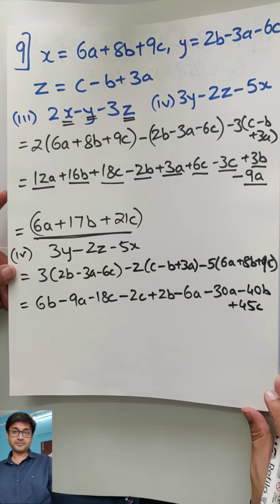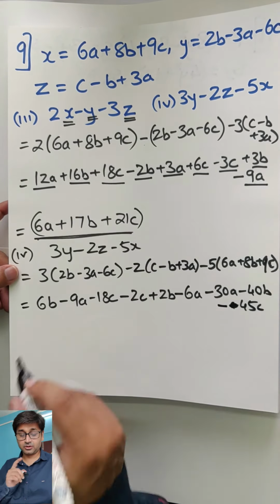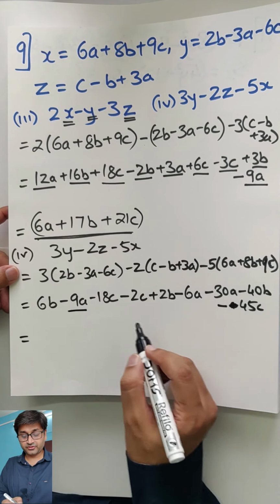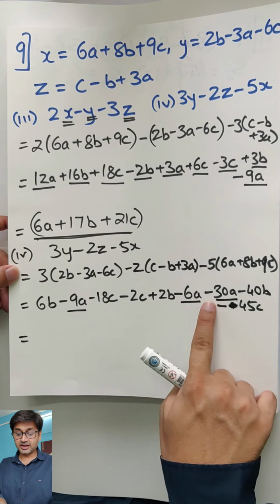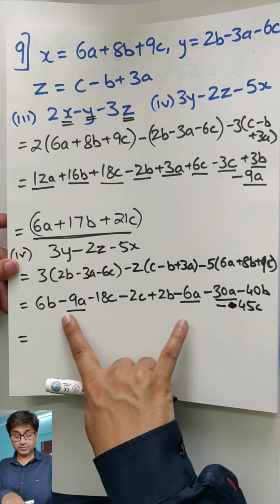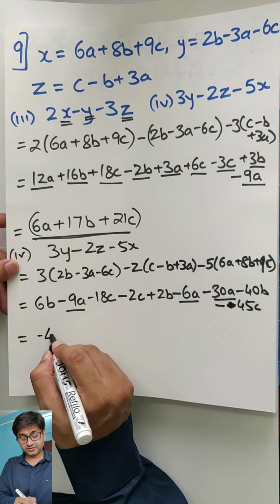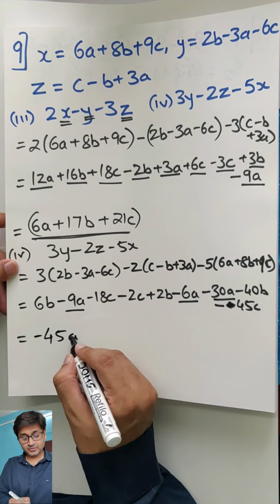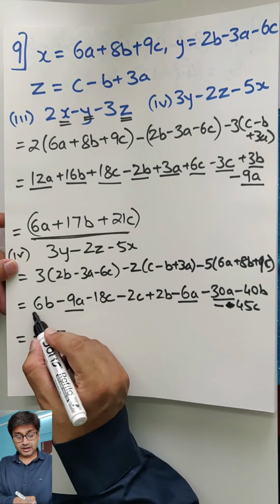What mistake have I done? Bullseye. Plus into minus, minus. Don't forget that. Now like terms, first go for alphabetic, so go for a first. So minus, minus, minus, everything minus. So 9 minus 6, 15, because both negatives, so you are adding. So minus 15 minus 30, minus 45a. So we got the first alphabet variable a. Now let's go for b.